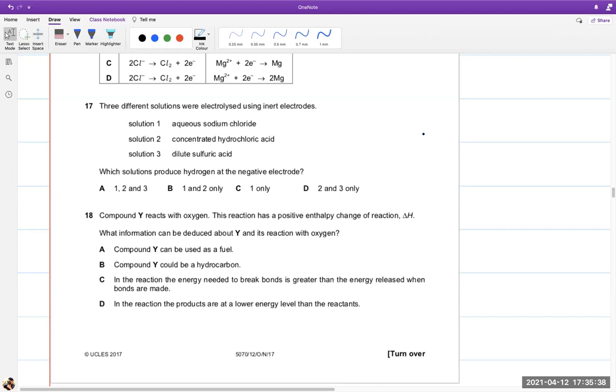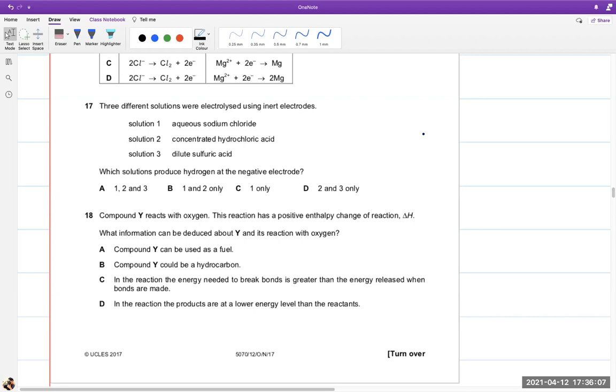All right, number 18. Compound Y reacts with oxygen. Okay. This reaction has a positive enthalpy change of reaction. ठीक है. This means that, इसको अगर आपने oxygen से react करना है, you have to supply energy. You can't use it to get energy out. So it can't be used as fuel, of course. It can't be a hydrocarbon because hydrocarbons are fuels.